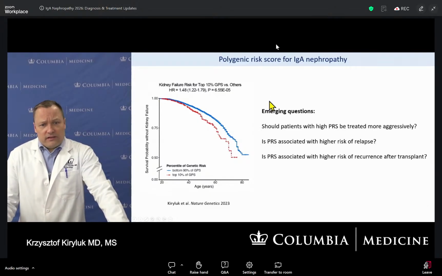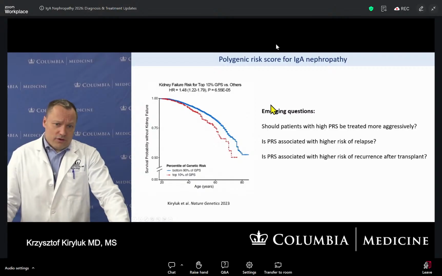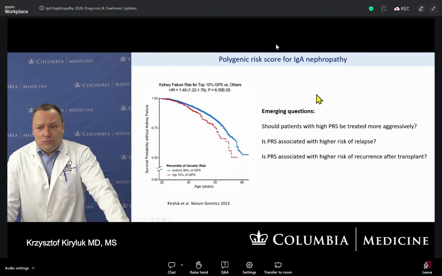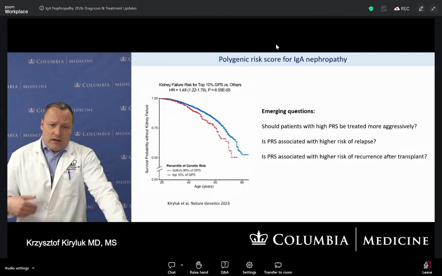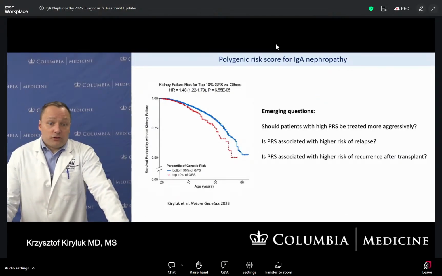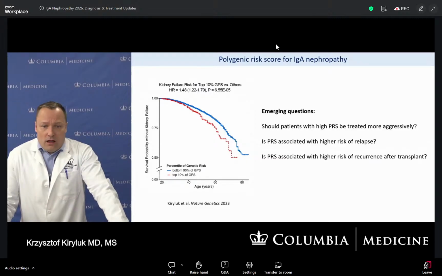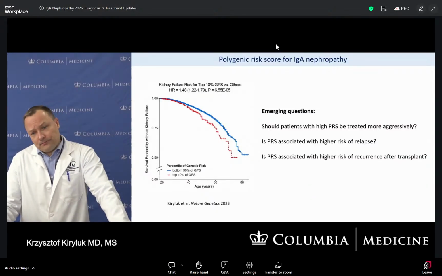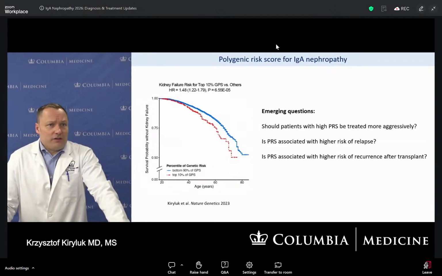So this really brings a lot of questions. For example, should patients with high polygenic risk be treated more aggressively compared to patients who have low polygenic risk, perhaps more of an environmental trigger to their disease? Is high polygenic risk associated with higher risk of relapse or lower response rate to current therapies? And also, is polygenic risk associated with higher risk of recurrence after kidney transplant?